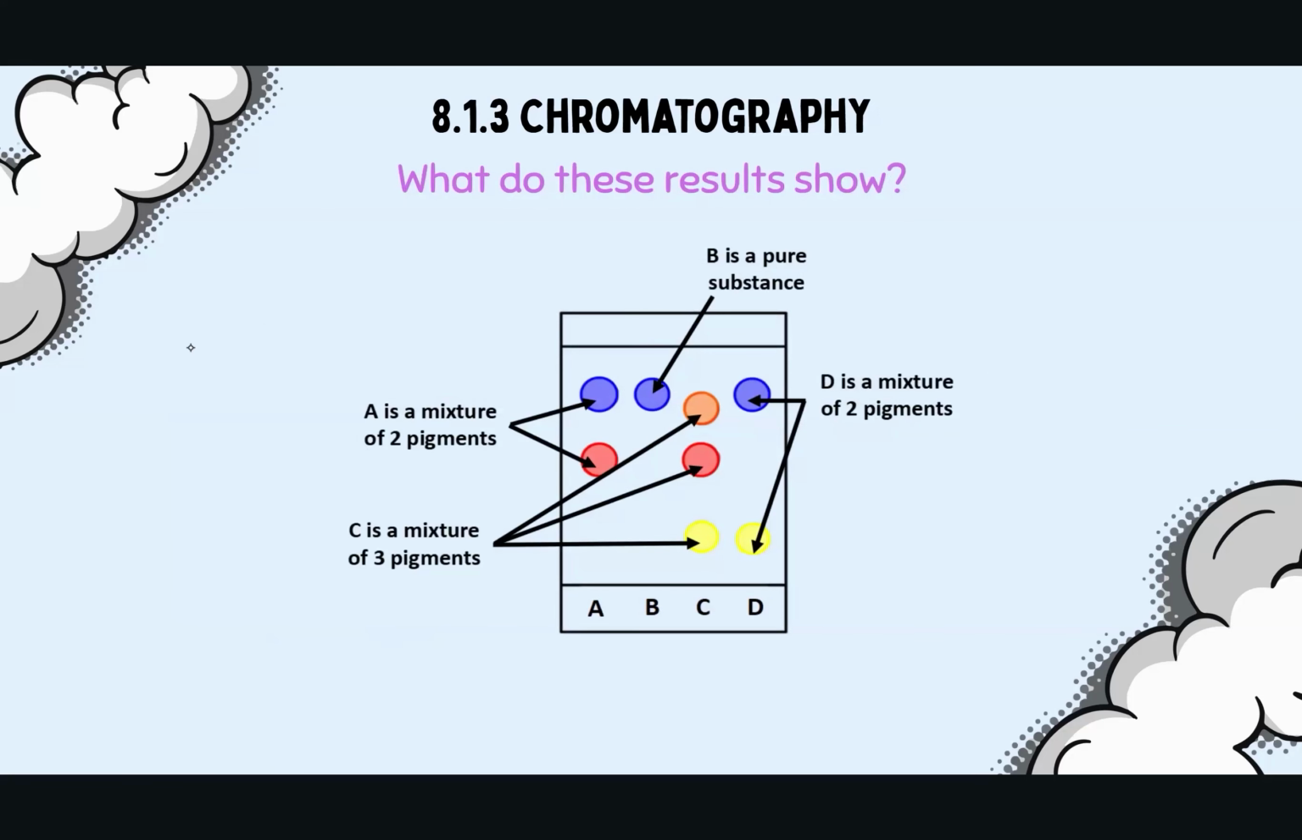Okay, so what do these results show? They show that B is a pure substance. They show A is made of 2 different pigments. It shows B is pure because there's only one substance there. It shows that C is made of 3 substances. It shows that D is made of 2 substances or 2 pigments.